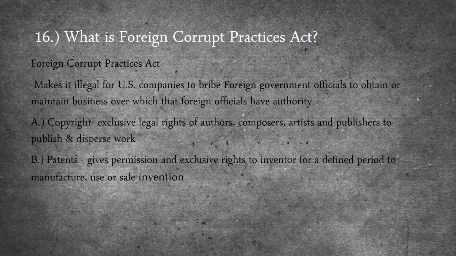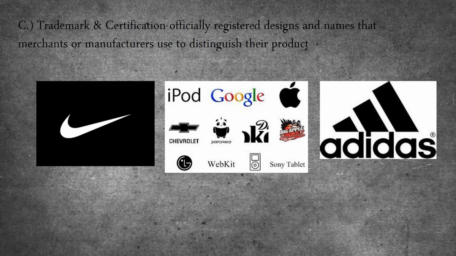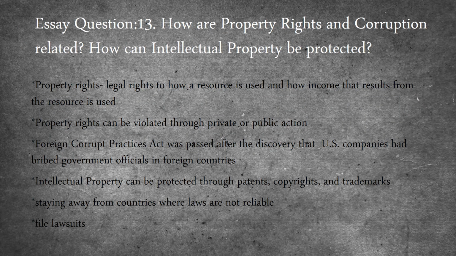Foreign Corrupt Practices Act makes it illegal for U.S. companies to bribe foreign government officials to obtain or maintain business over which they have authority. Copyright. Exclusive legal rights of authors, composers, artists, and publishers to publish and disperse work. Patents. Gives permission and exclusive rights to inventor for a defined period to manufacture, use, or sell invention. Trademark and certification. Officially registered designs and names that merchants or manufacturers use to distinguish their product.